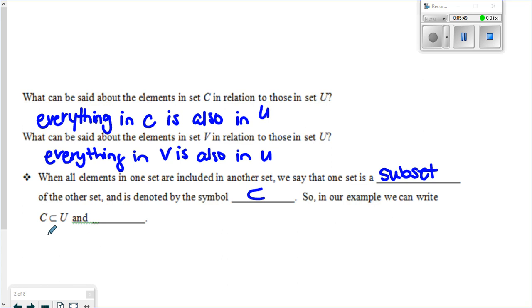What this is saying is C is a subset of U. We could also say that V is a subset of U as well. Again, that's because all elements in C are also in U, and all elements in V are also in U. So that's what a subset is. That means that everything within it fits within a bigger set.